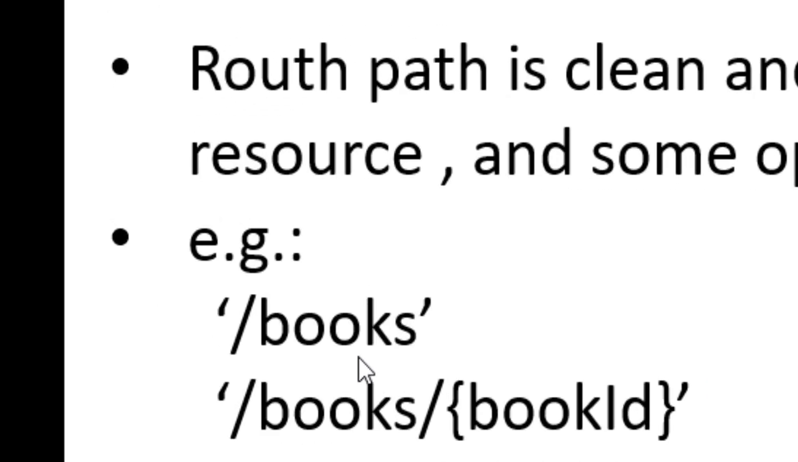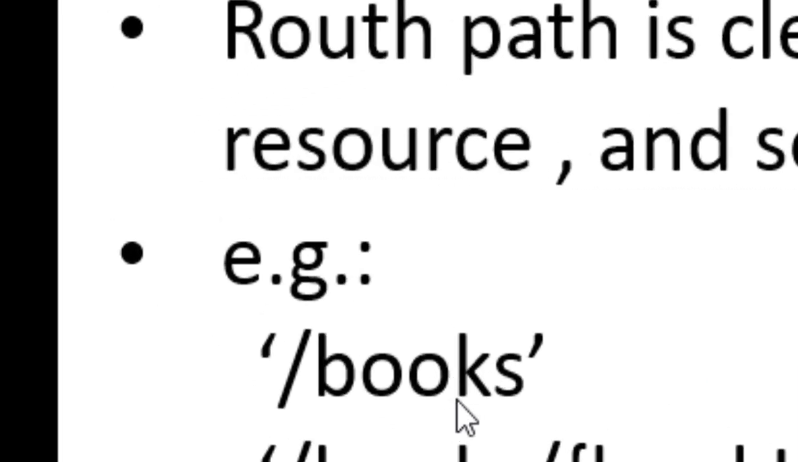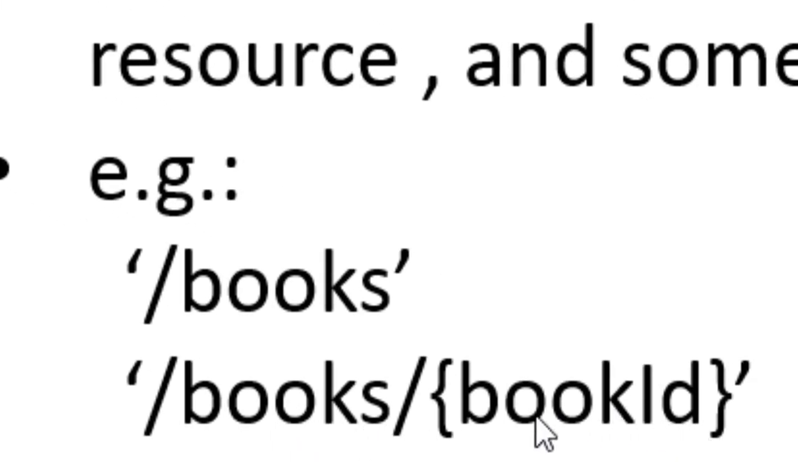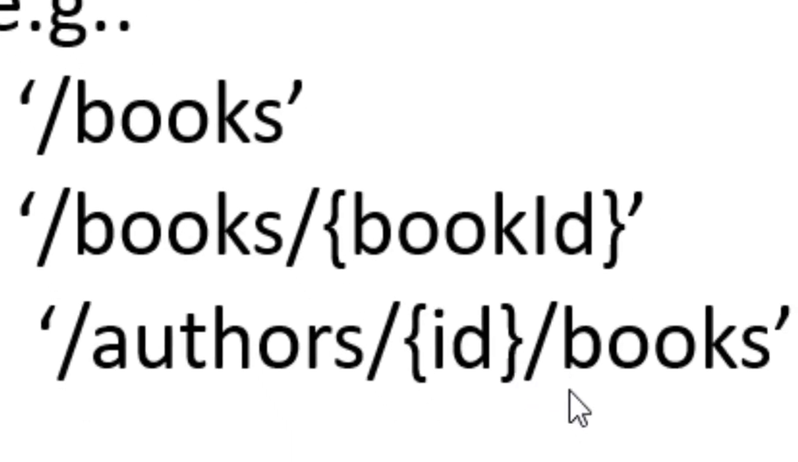Now /book is a route path. It's telling me that I want to fetch all the books registered in the database. /book/:id here is telling me I want to fetch a book with this book ID alone. So this last one is saying that I want to fetch a book where the author ID is this.